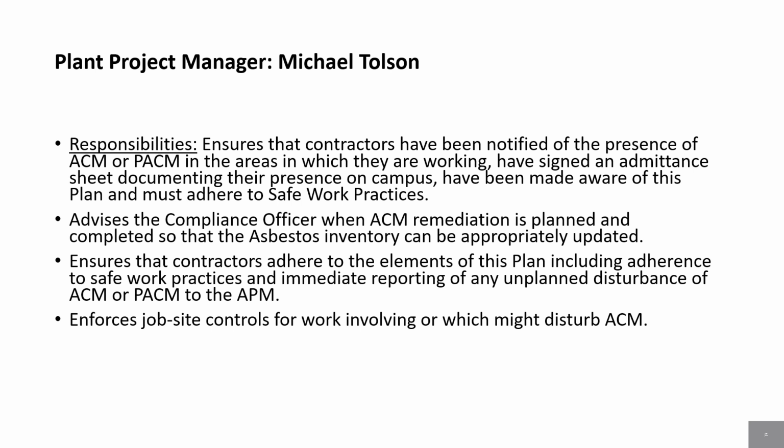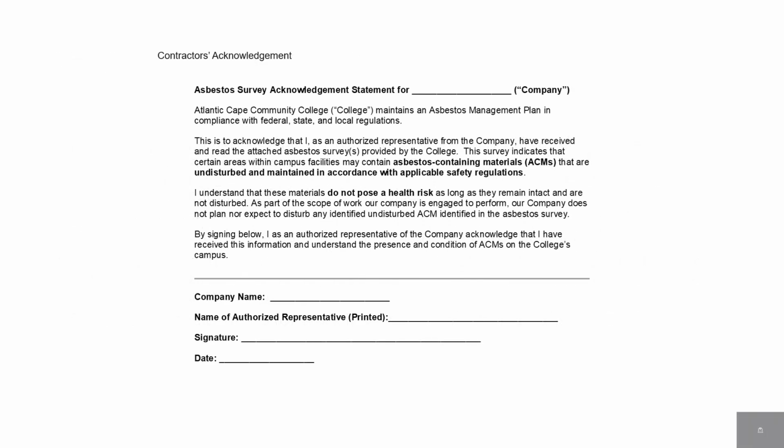He ensures that contractors adhere to the elements of this plan, including adherence to safe work practices and immediate reporting of any unplanned disturbance of ACM, and enforces job site controls for work involving or which might disturb ACM. This is a copy of the contractor's acknowledgement that they will sign when they come onto the site before they do any work, acknowledging that we have given them a copy of our asbestos management plan and our asbestos inventory.